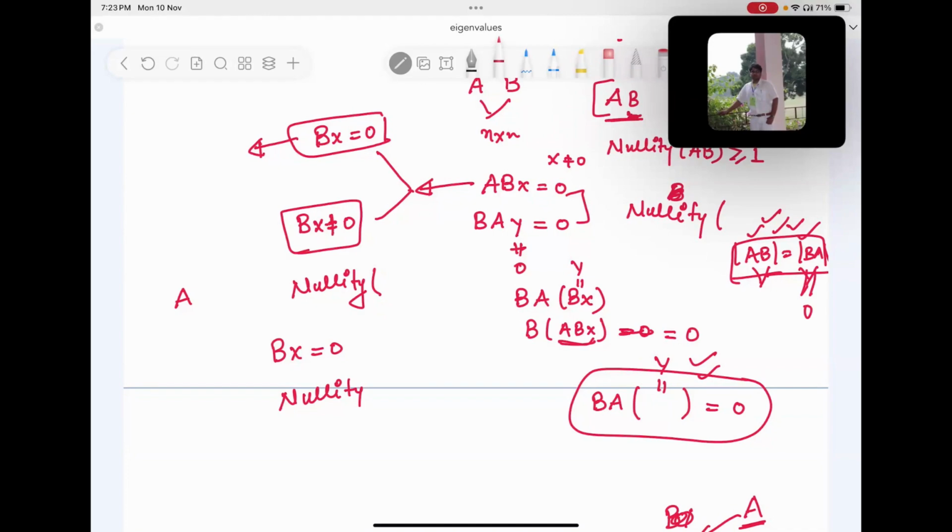But for the eigenvector, you have to think a little bit. Maybe I will tell you this in the next class.